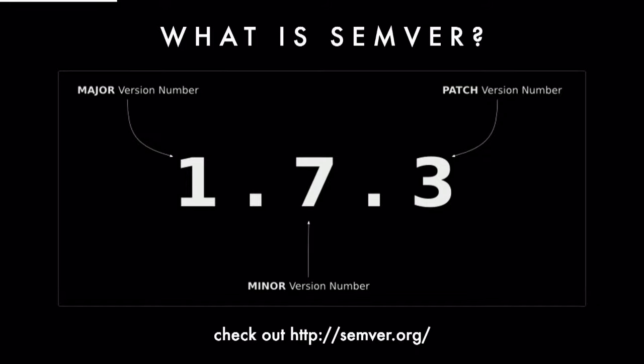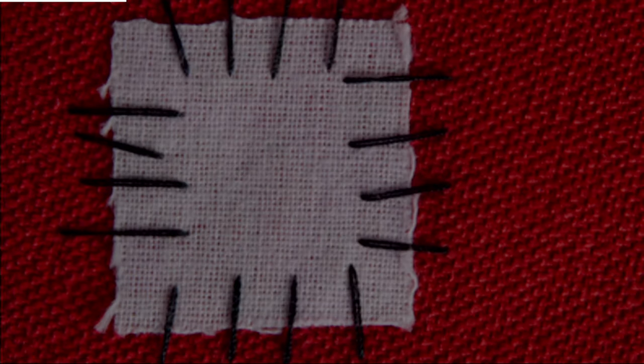It's a contract from the people who are developing the code to the people who are using the code to let them know how the code works and what kind of changes to expect in between versions. We have the major, the minor, and the patch version numbers. And so let's talk a little bit about what those are.